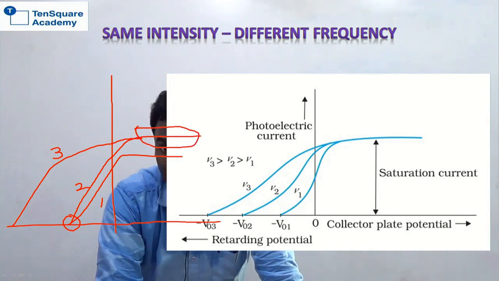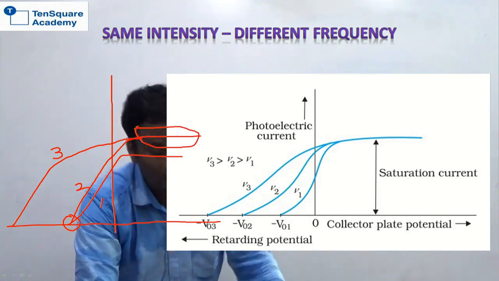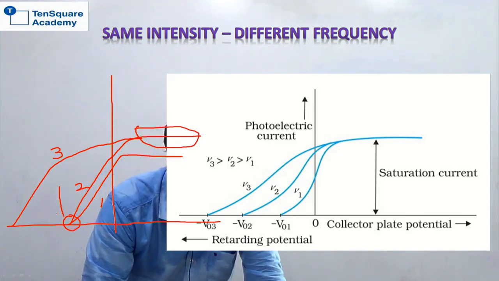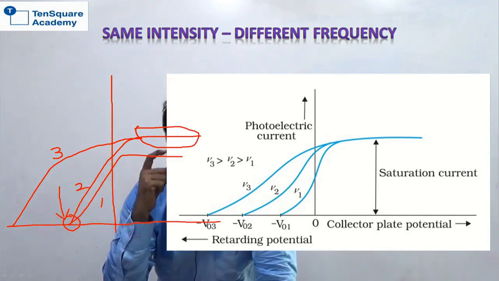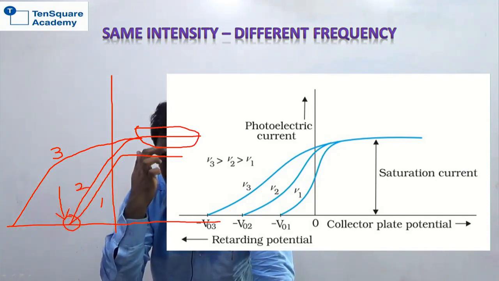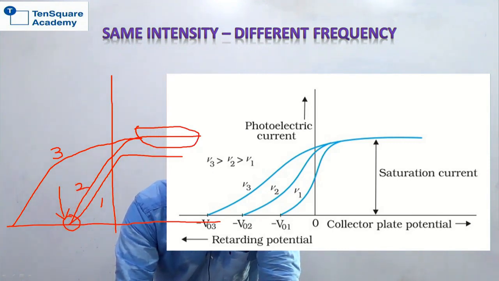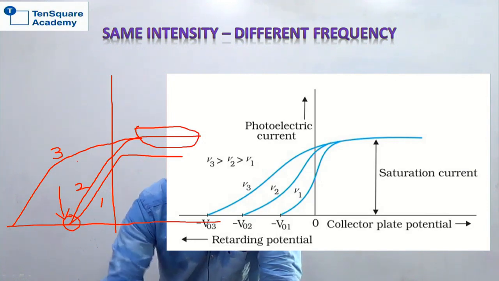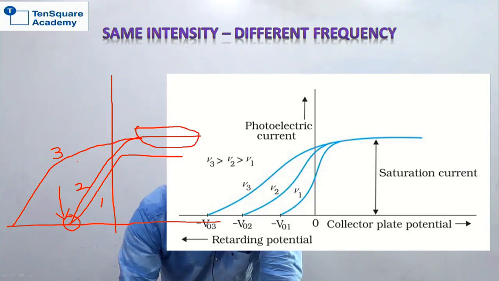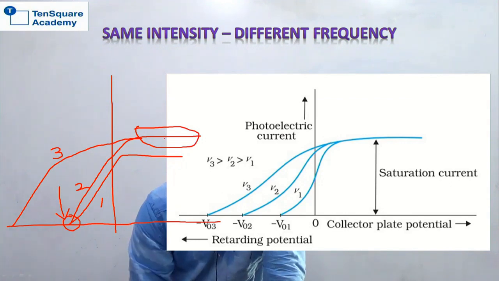I hope this is clear. Okay. So, since 1 and 2 have the same stopping potential, and the stopping potential is determined by the frequency, 1 and 2 have the same frequency, but they have different intensity. So, 2 has a higher intensity because the saturation current of 2 is higher. And 2 and 3, sorry, earlier I said 1 and 3, it is basically 2 and 3, because only 2 and 3 meet, they have the same saturation current, meaning they have the same intensity.